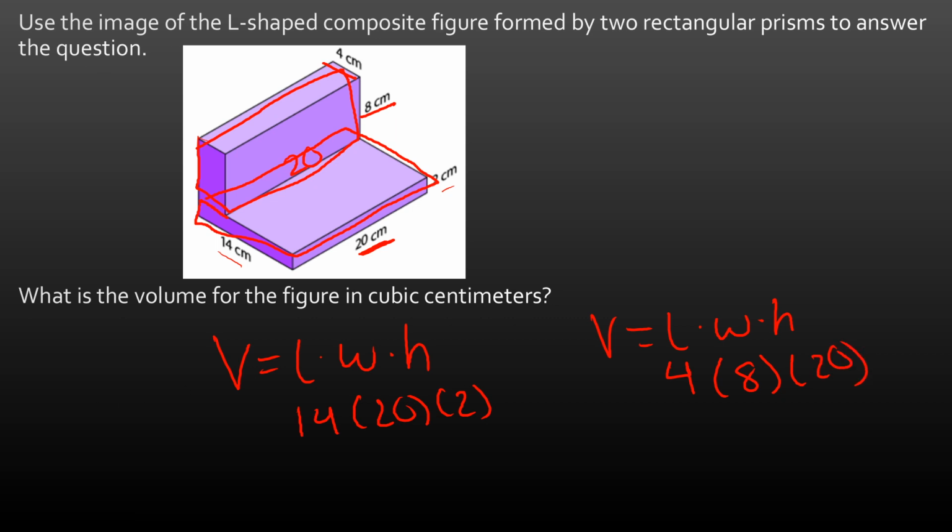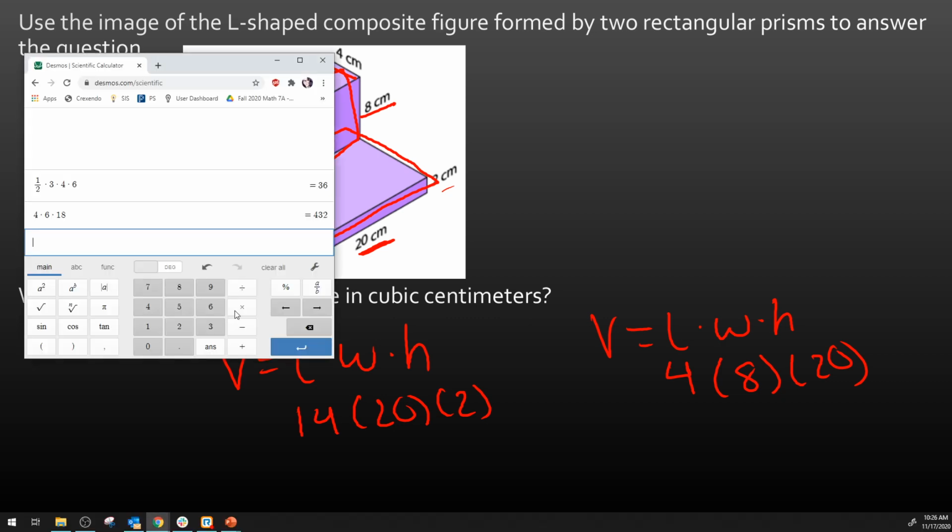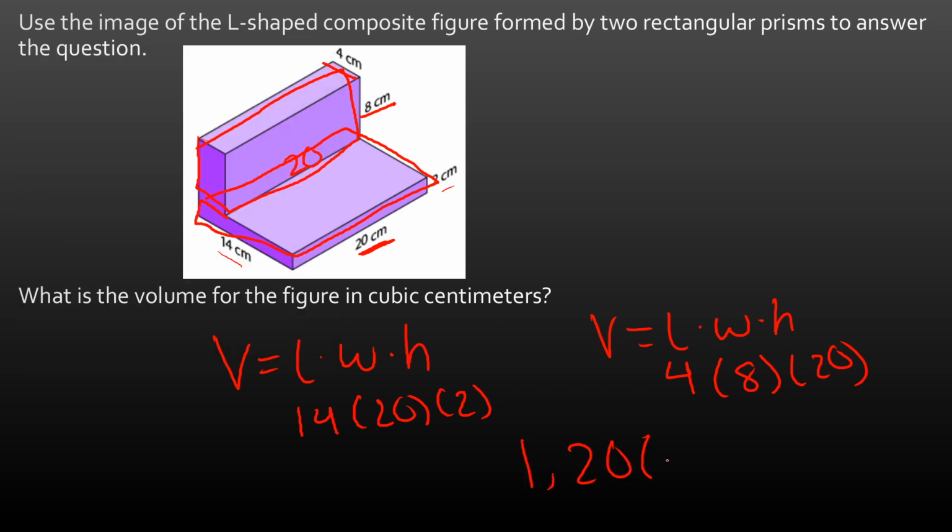Now let's type both of these into a calculator and add them together. So 14 times 20 times 2, 4 times 8 times 20. Add these together, 560 plus 640. That's going to give me 1,200 centimeters cubed. So the volume of this figure here is going to be 1,200 centimeters cubed.